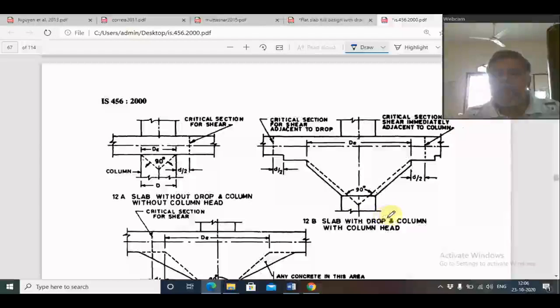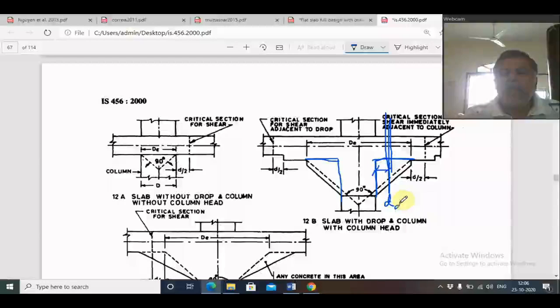This is the slab with drop and column head. In our problem, we don't have a drop. We only have a column of 500 mm size. This diagram has to be altered like this without column head. So first I have to consider the critical section at d/2 distance from the face of the column, since I don't have a column head. So this critical section will cut at the location of the drop. Therefore, the d should be Dd, corresponding to the drop thickness.